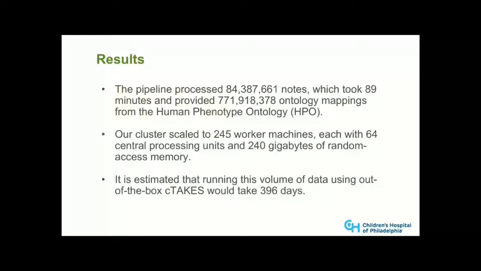The cluster itself scaled to 244 worker machines, 64 cores, with 240 gigabytes of RAM. The process run on cTAKES kind of out of the box on a single machine, it's estimated, would have taken about 396 days, and I'll show you where I got very, very rough estimates. And this is that slide.